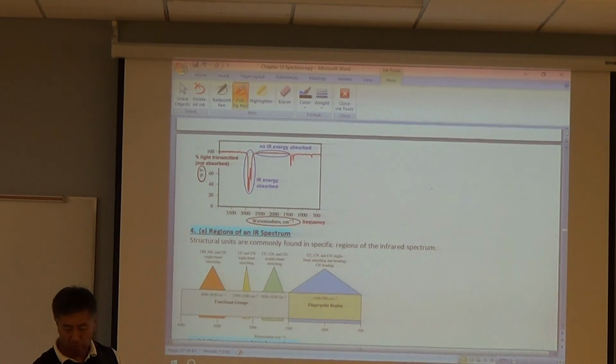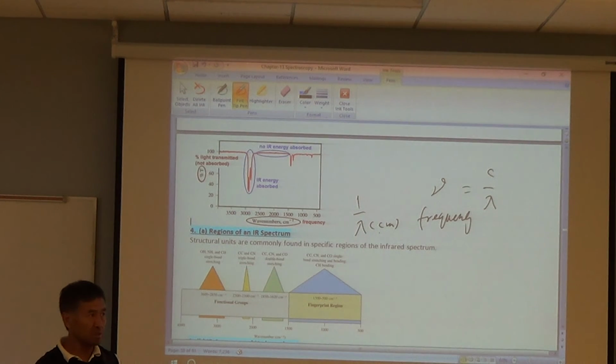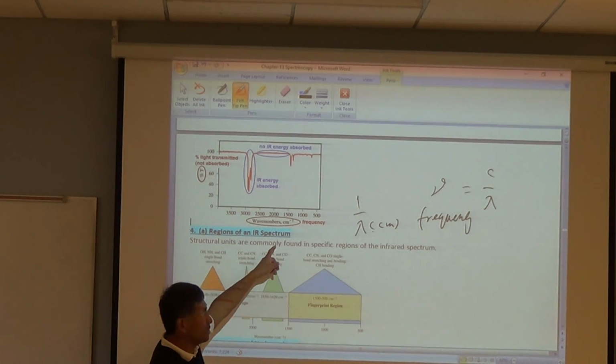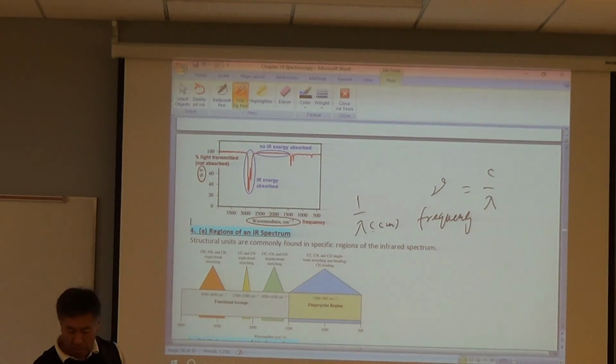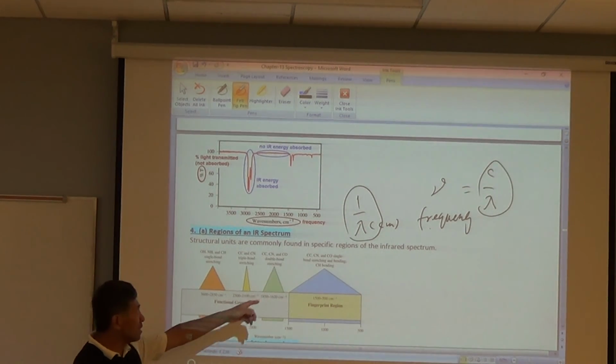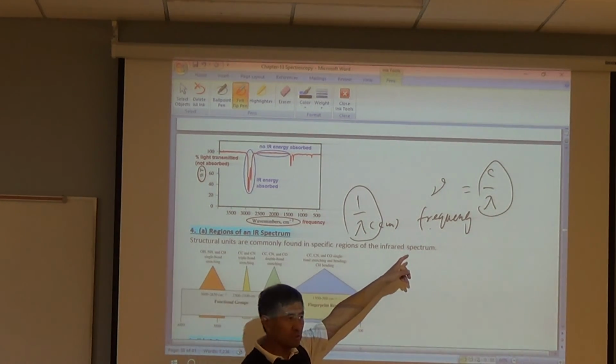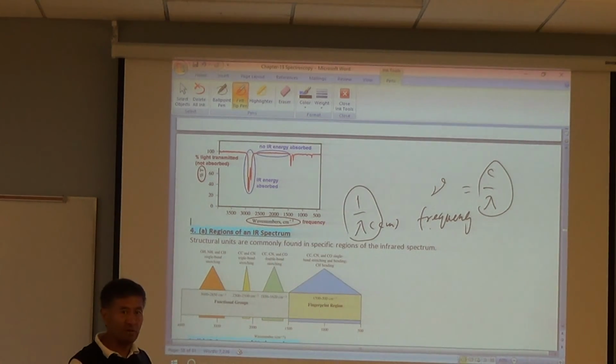If you want to really calculate the frequency, we call that nu. So this is the frequency. That frequency will be c divided by lambda. But here we take away this c, and we just simply take 1 over lambda. Lambda is usually in meters, but here you see centimeters. So therefore you see those numbers per centimeter. So this number, 1 over lambda, corresponds to your frequency. The larger the number, the higher the frequency.